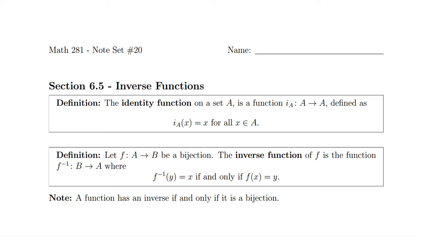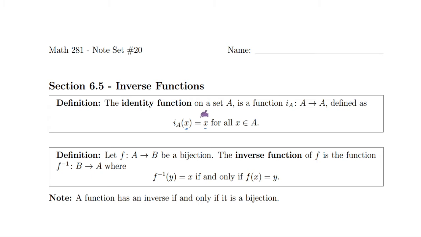Now the identity function on a given set A is the function, and we'll define it with the notation I subscript A, and this will be a function from A to A, and it's defined in this way right here. So you give me an input x, and what this function is going to do is it'll just give you back that same input. So you give me x, it gives you back x. So this is the identity function.